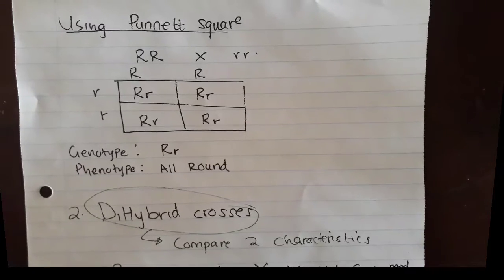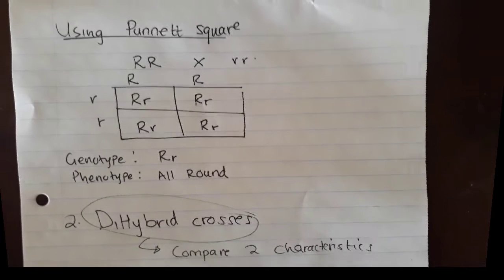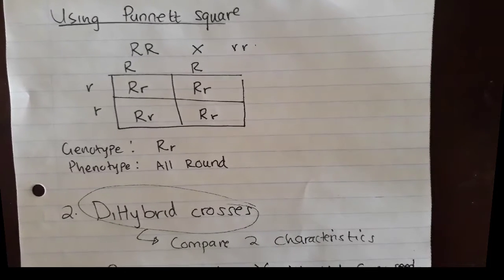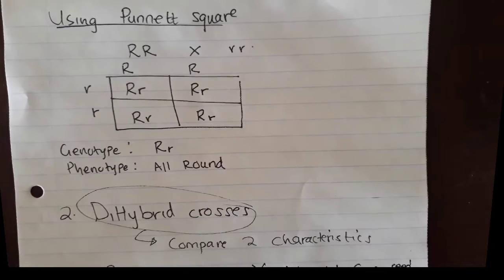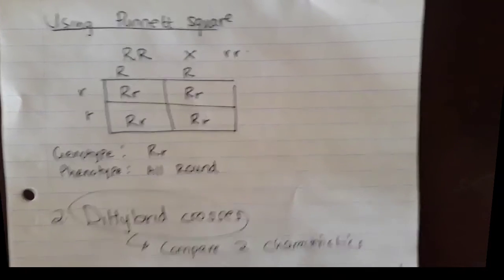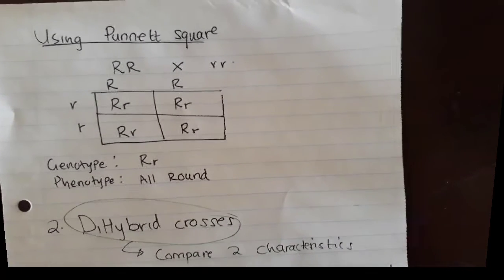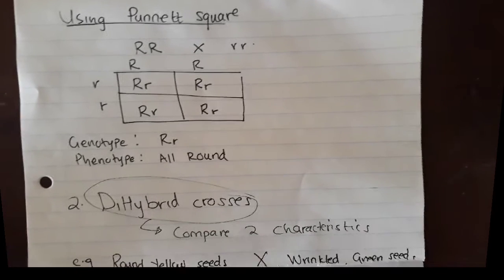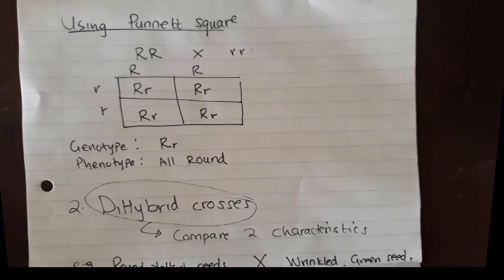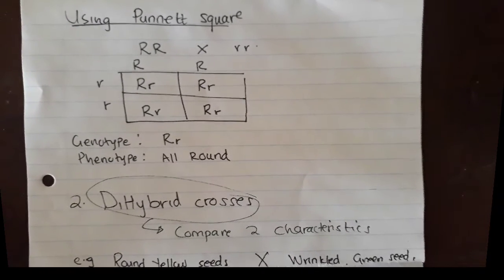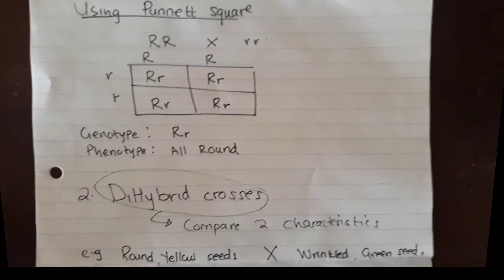Okay, if the method that we use is confusing, we can use the Punnett square to get the result. So in this example, if we cross a homozygous round seed with a homozygote wrinkled seed, these are the genotypes that we get.